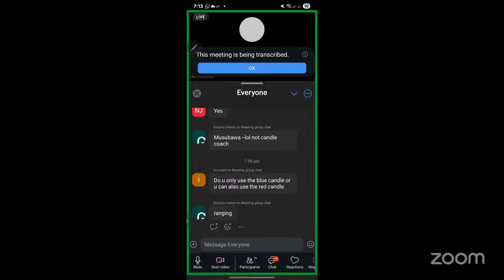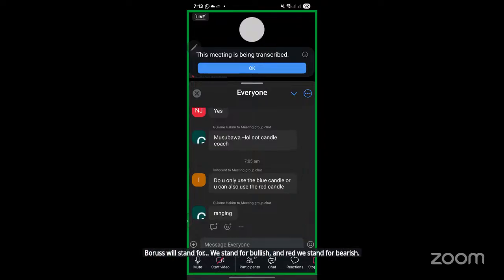Use the blue candle, or the candle says the red candle. The red candle means the market is going down. If we use blue and red, blue will stand for bullish, and red will stand for bearish.